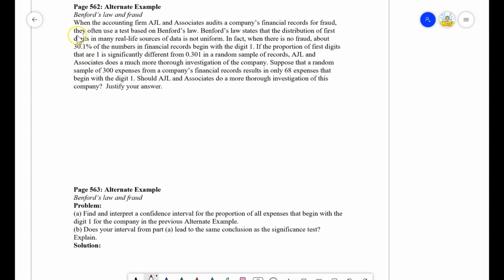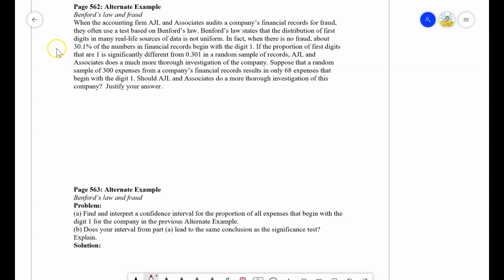So when an accountant or the IRS is looking for fraud, this is one of the ways they do it. They collect financial forms, they look at the digits, and if they notice that the digits are not following along with Benford's law, it's very possible that there could be some fraud, that they could be making these numbers up in their financial records and their expenses, and then they would investigate further to see if they can find the source of fraud.